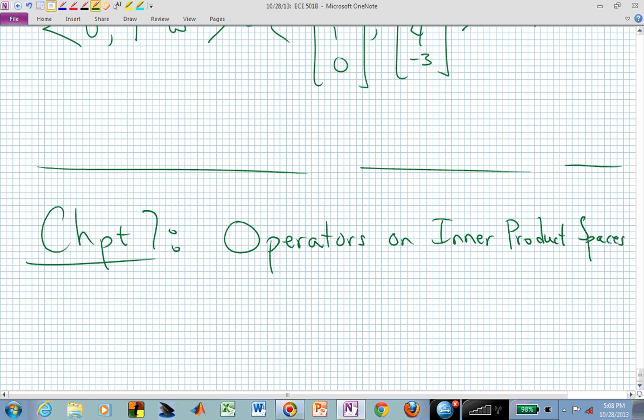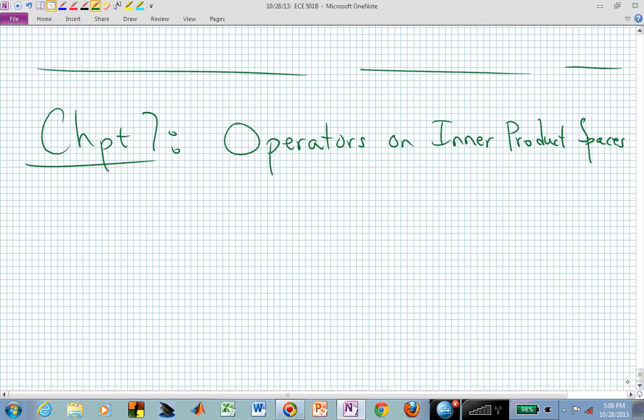Inner product spaces. And maybe the room next door is playing a board game also. They seem to be having as much fun as we are.